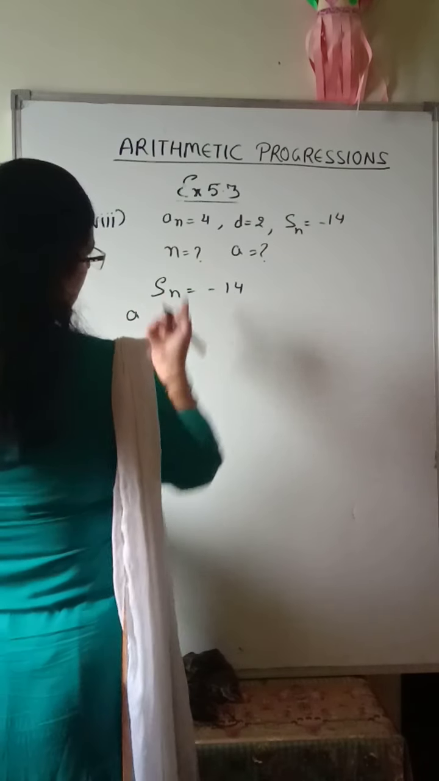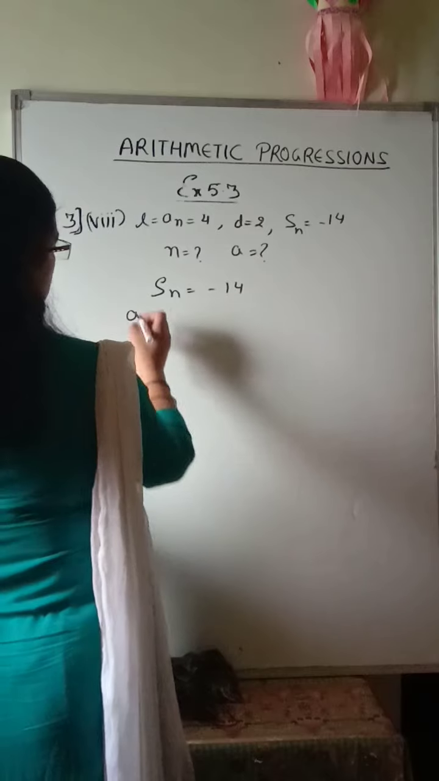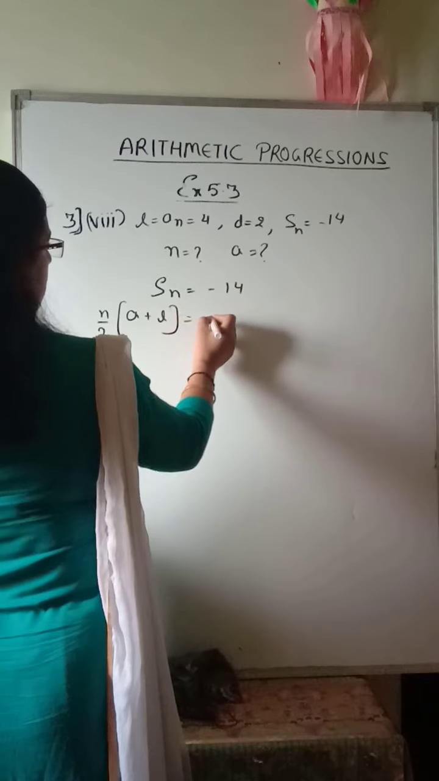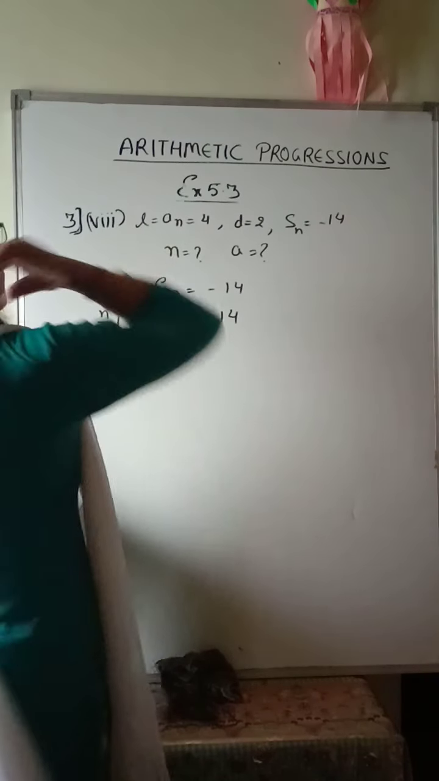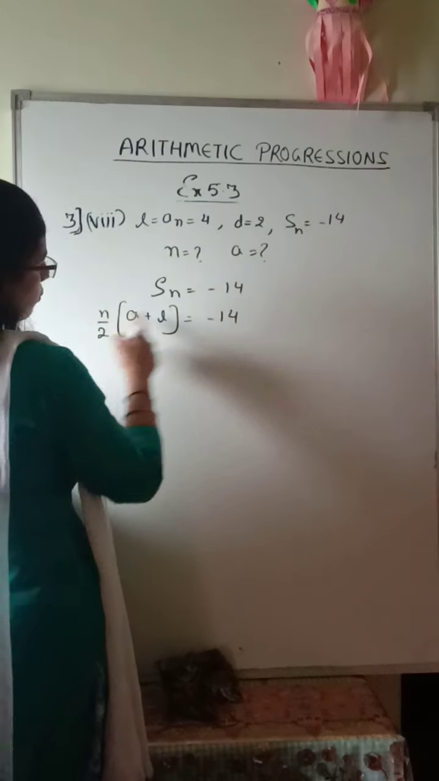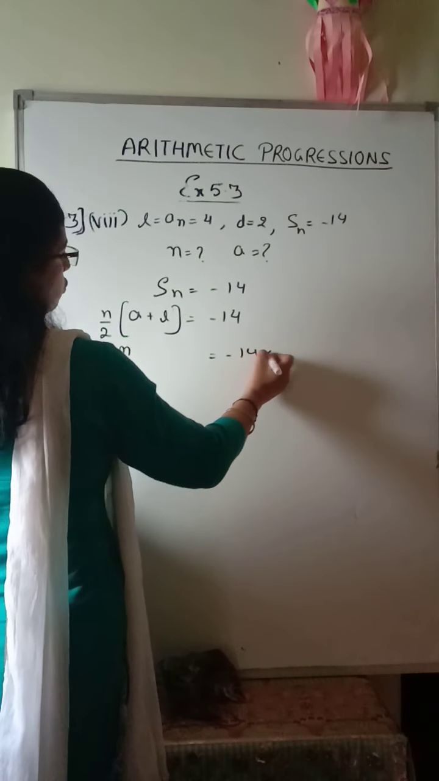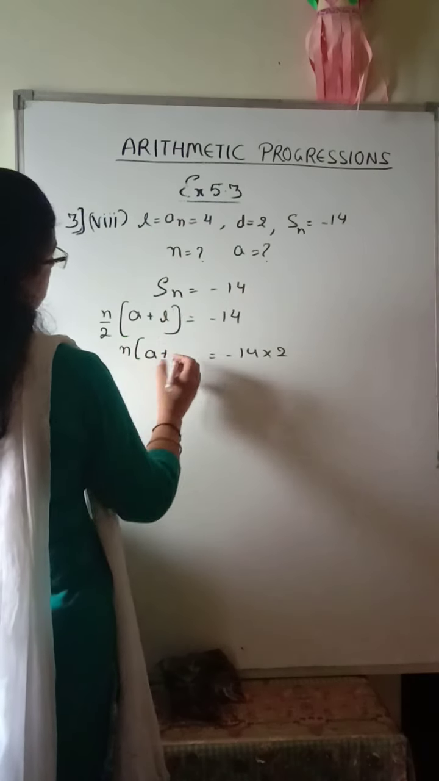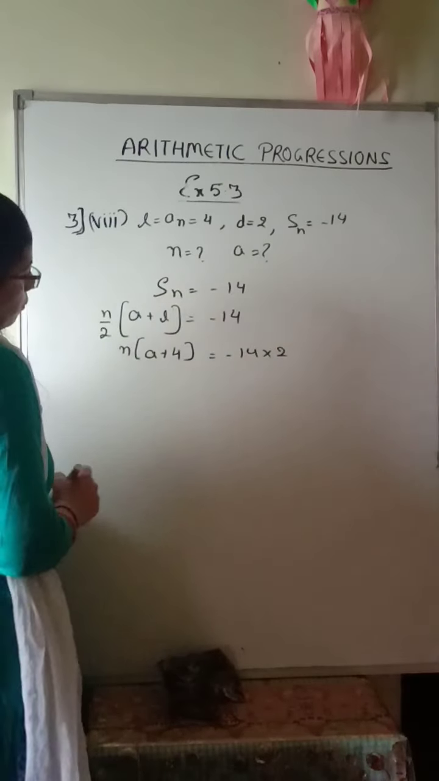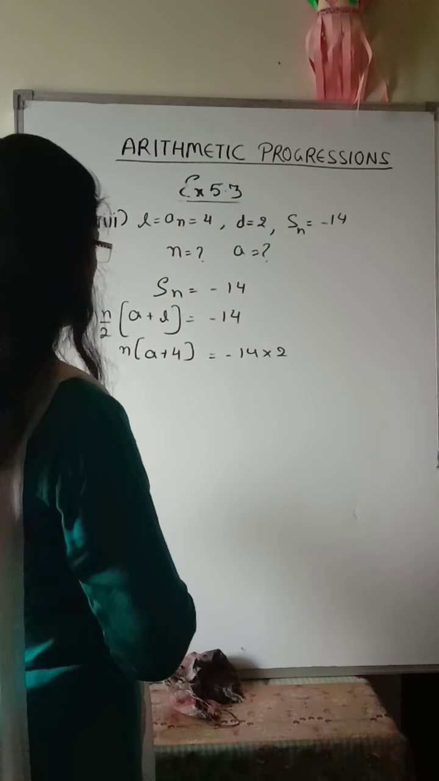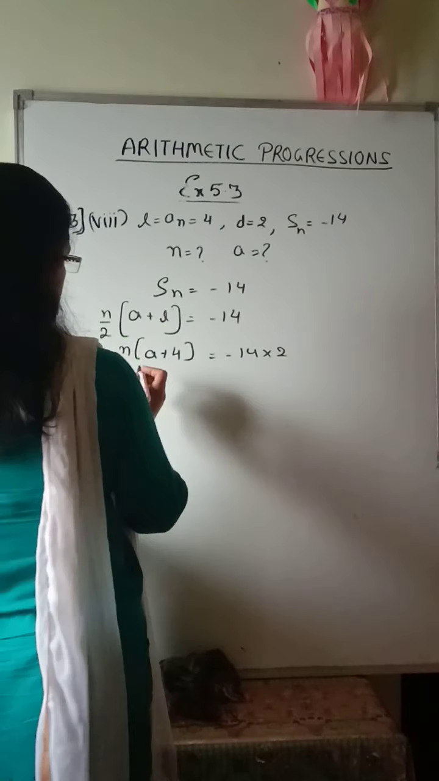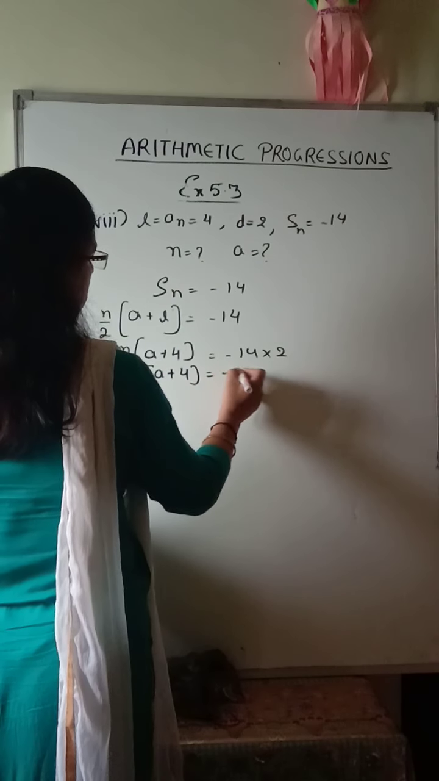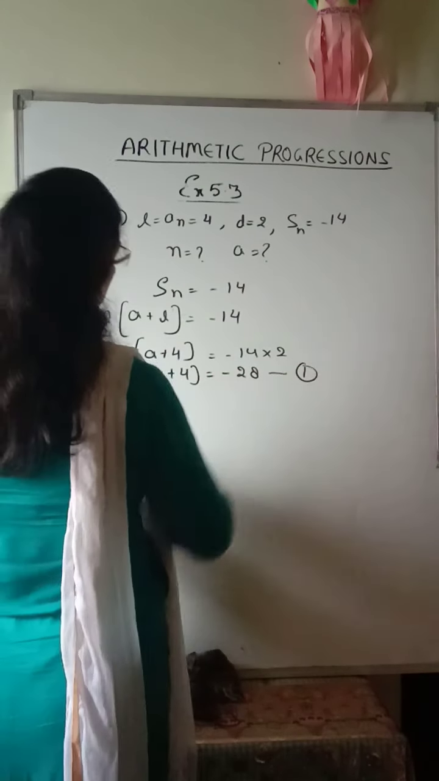Sum of n terms equals minus 14. The nth term l value is given to you. This is l, so what will we do? n by 2 (a plus l), we will use this formula. Equals minus 14. The value of n is not given, so we have to find n. I send the 2 here, so minus 14 into 2. a is how much? We don't know. l is 4. So from here we have two unknown quantities. So n into (a plus 4) equals minus 14 into 2, that is minus 28. Let me call this equation number 1.